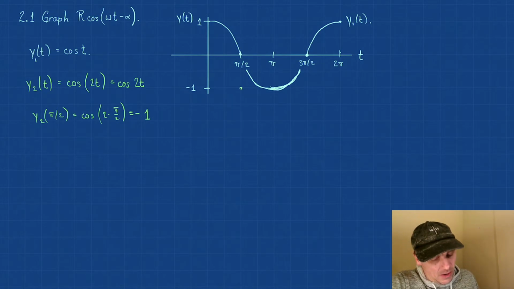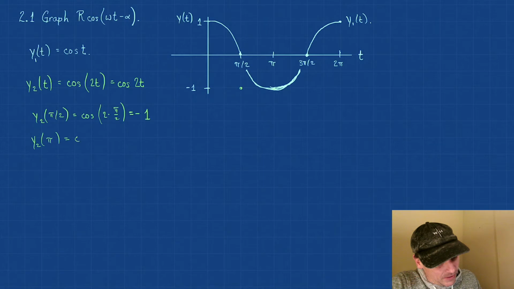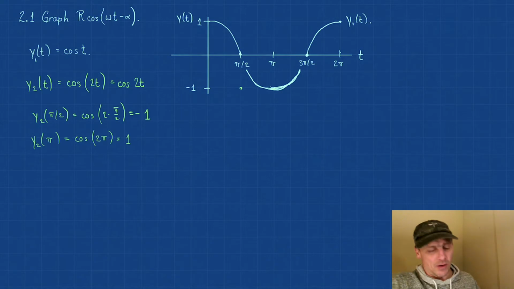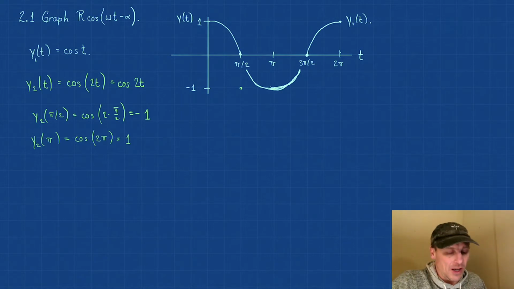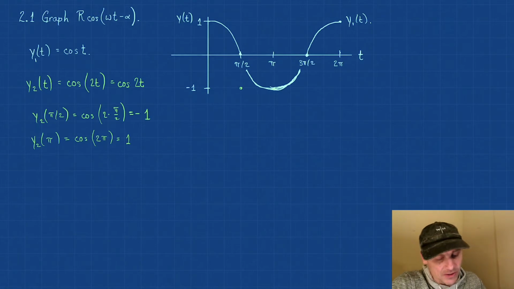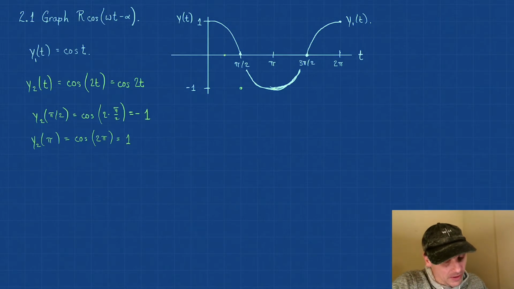Okay, and then, well, let's try pi. What happens at pi? So y2 of pi is the cosine of 2 times pi. Well, we know that. We can look at y1 of t because there it's back to 1. In other words, wow, this function has gone through its full period in half of the time. So let's do this. At pi over 4, that's really going to be the same as pi over 2. So let's graph this.